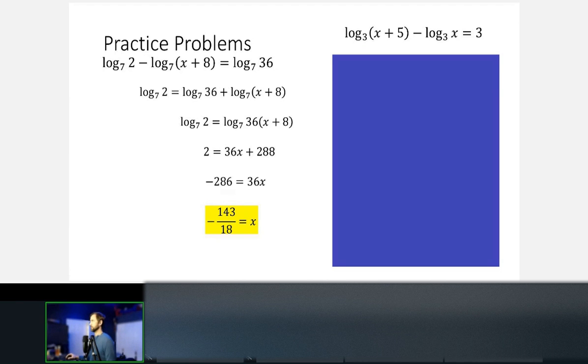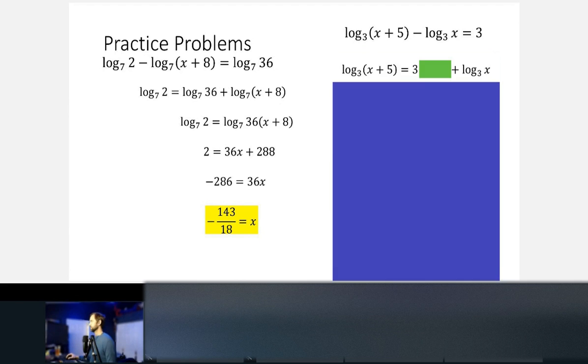So I move that log base 3 of x to the other side by adding it, and then that 3. What did all of you change that 3 to?